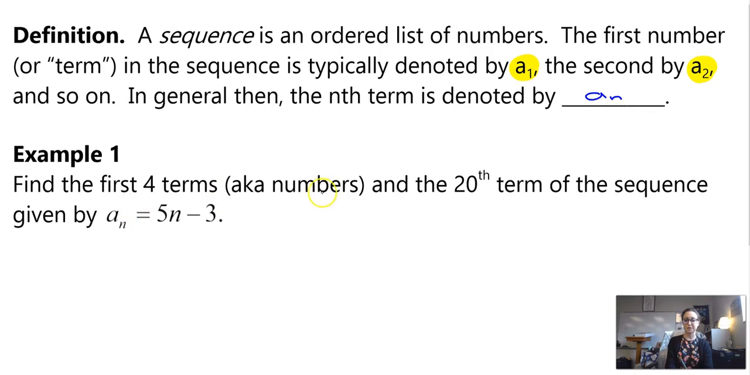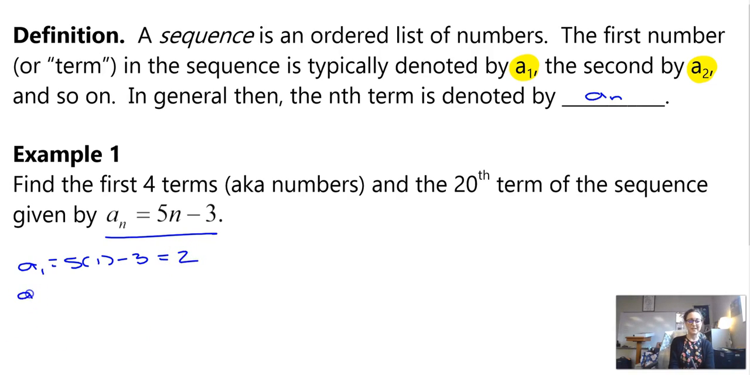It says find the first 4 terms, in other words, the first 4 numbers, and the 20th term of the sequence given by this. I'm going to force a pause on the screen. Go ahead and write that equation. All right, so a sub n is equal to 5 times n minus 3. So if I want the first term, that would be a sub 1. So I'm going to come here to my formula. Anywhere I see an n, I'm replacing it with what? With 1. So I'll have 5 times 1 minus 3, which is 5 minus 3, which is 2, right?